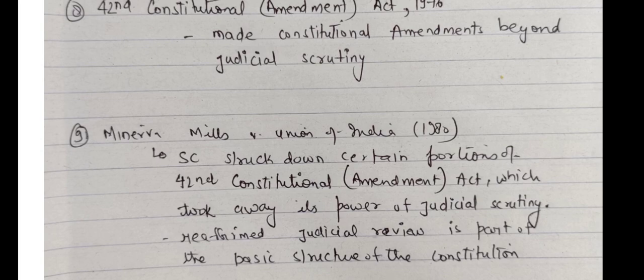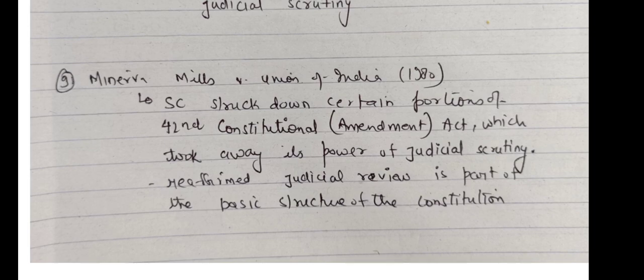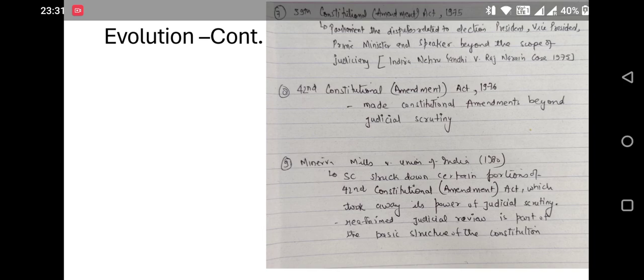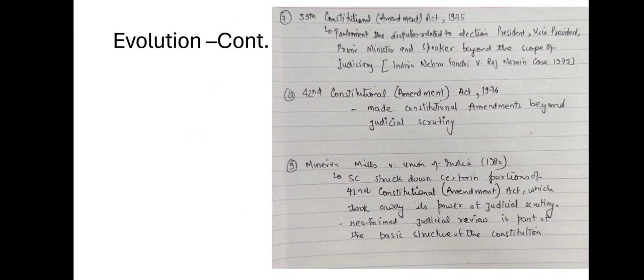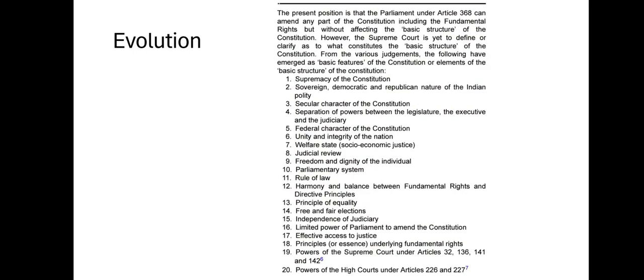But in the landmark case of Minerva Mills versus Union of India, the Supreme Court struck down certain portions of the 42nd Constitutional Amendment Act, and reaffirmed that the power of judicial review is a part of the basic structure of the Constitution. Since then, the basic structure of the Constitution has been evolving through several case laws. It is growing. At present, there are 20 essential features of the Constitution.